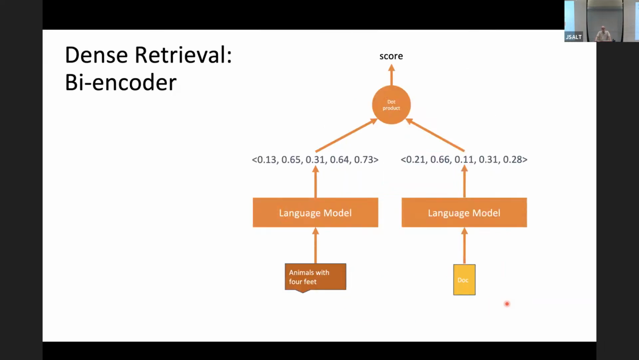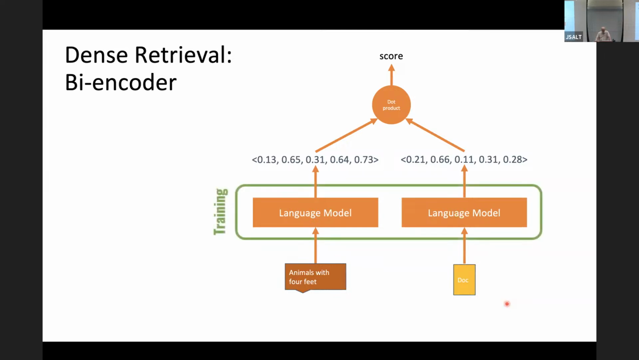The second type of system we'll talk about is a bioencoder. The idea of a bioencoder is it's similar to a cross-encoder, but you don't have to have the document and the query present at the same time. So at training time, you just train up your language models to be able to produce a vector for a document and a vector for a query.